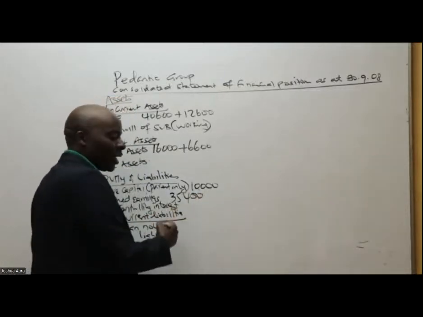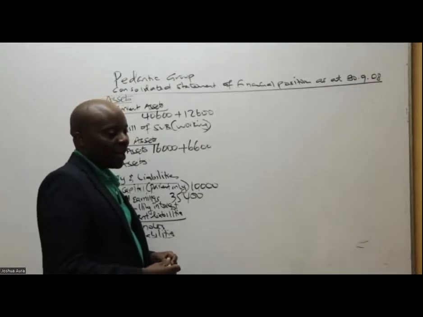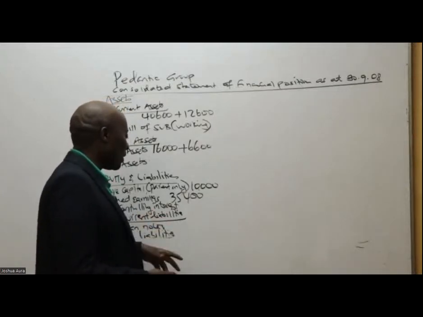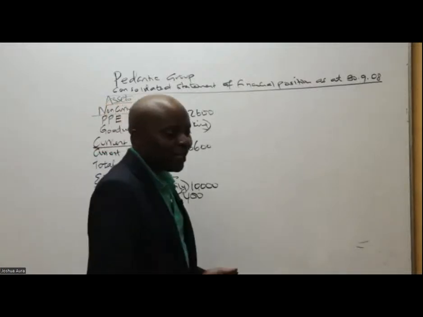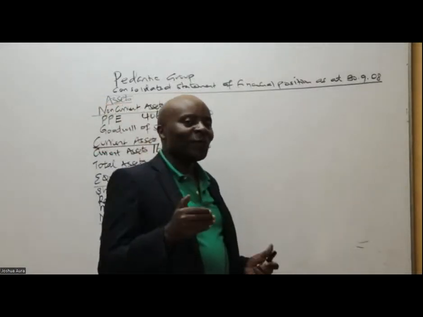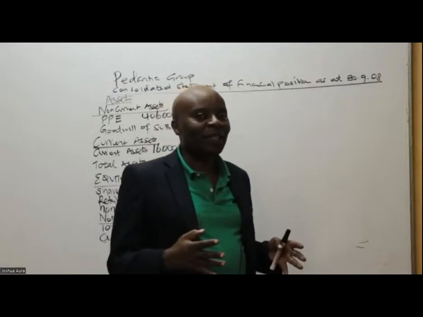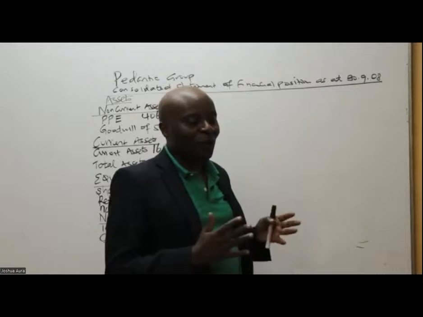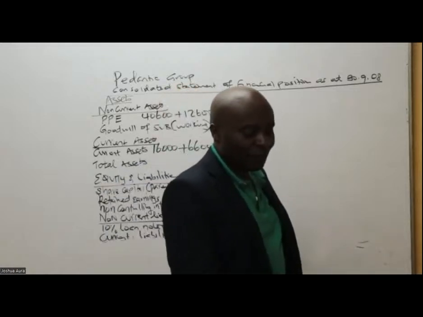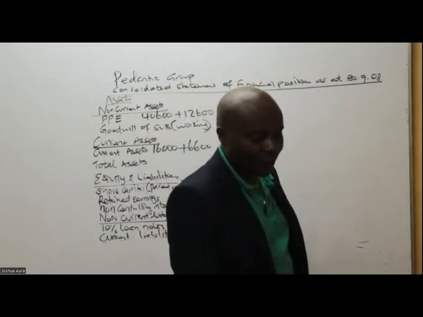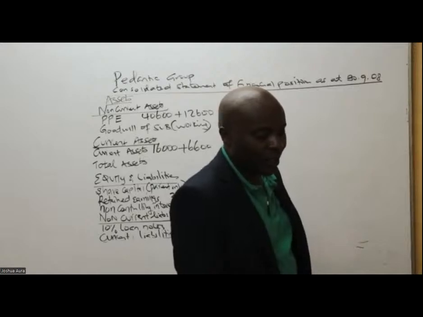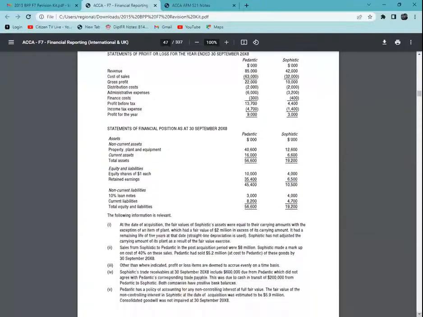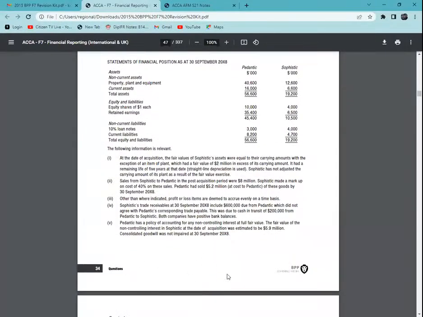Non-controlling interest I would need a working. However, this non-controlling interest is a very straightforward one, because what I need is the non-controlling interest as at the date of acquisition. NCI basically will be given at the very last. This is the NCI figure here. You will be told at the very end.